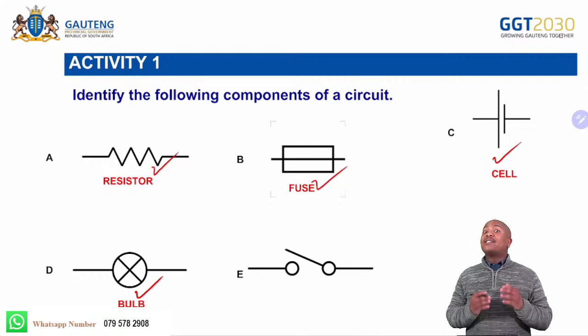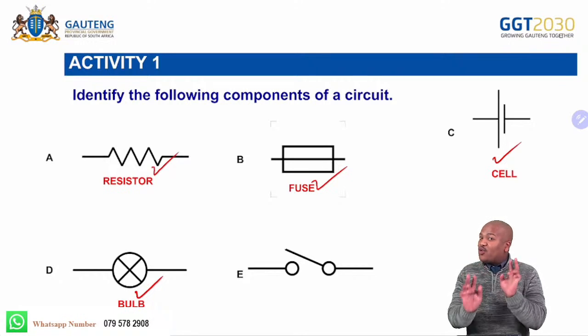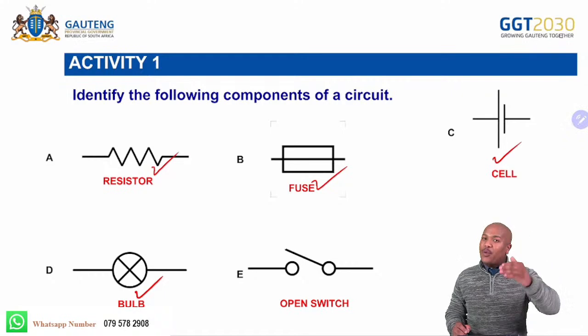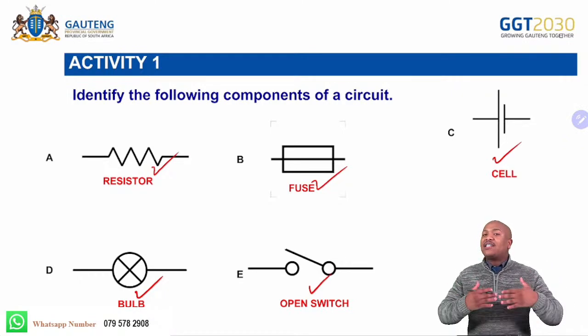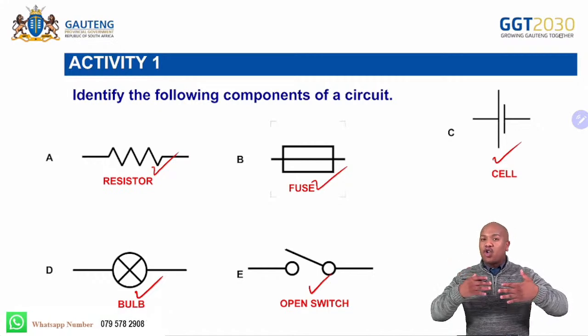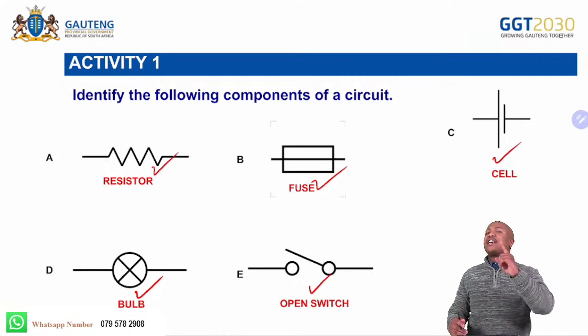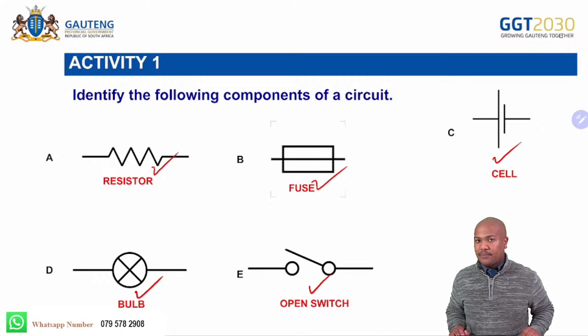Then E, what is that symbol for? Now remember there are two, right? There are two. But this one specifically is an open switch, right? For all of those who wrote switch, next time identify whether it is open or closed so that you can get precise marks. So now, let's just take a minute to copy down the corrections and we are able to continue together.